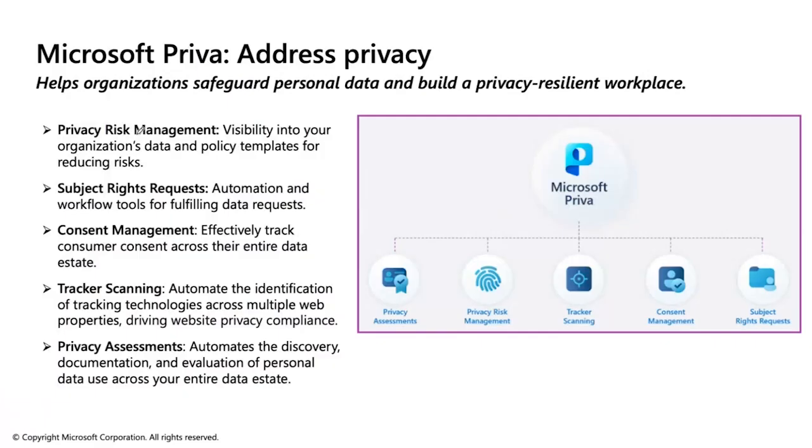Apart from that, Priva is helpful for tracker scanning, and also consent management, including subject rights requests. A subject rights request is a feature allowed in many countries where an employee can ask the employer to check what kind of personal data they have collected and how they're using it. So if somebody asks the company, please tell me what kind of data you have stored related to me and how you're using it, in this case we use the subject rights request feature under Priva. So this is really very helpful.